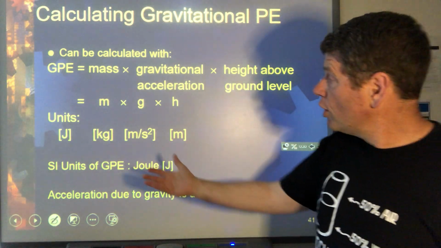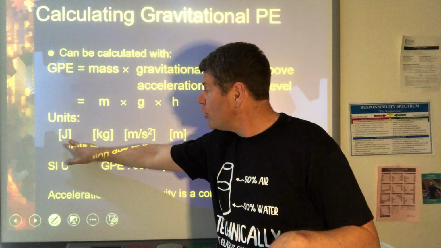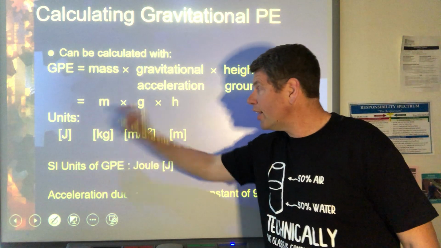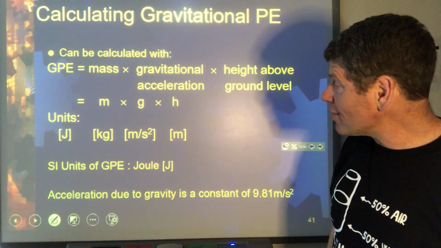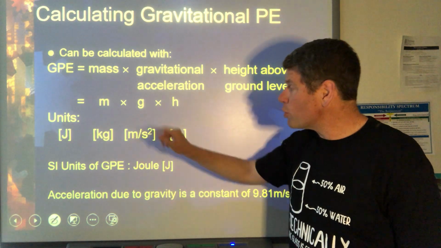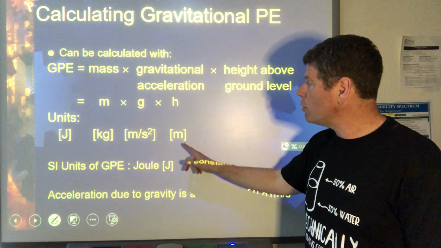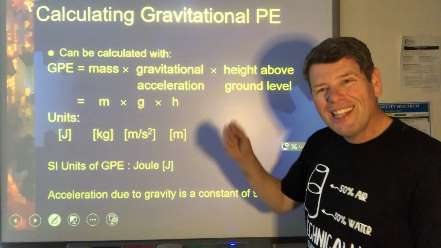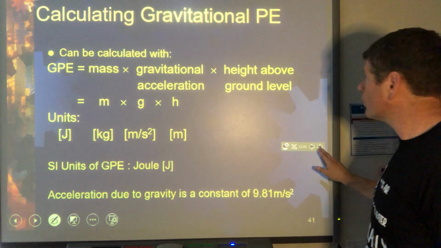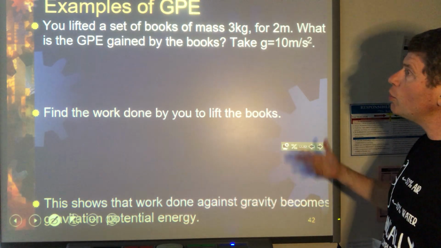Looking at our units, we know that energy, no matter what form of energy it is, has units of joules. We are going to want to continue to use kilograms as our base unit of mass. The gravitational constant is in meters per second squared because it's an acceleration, and the height needs to be in meters. So we need those units to make this formula work. All right? And here we can see that constant at the bottom of the screen. So we've got some examples.